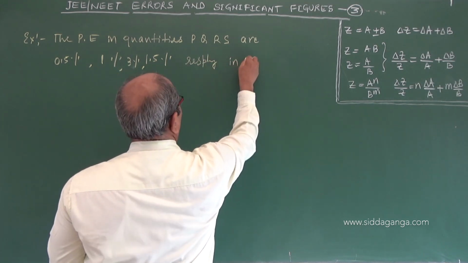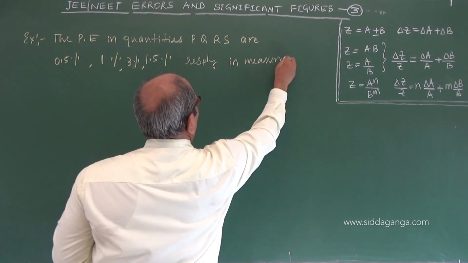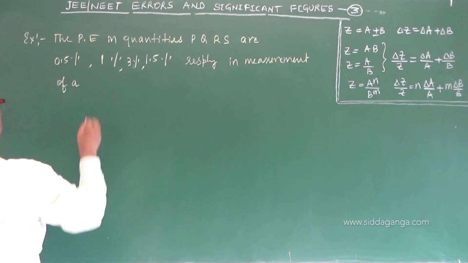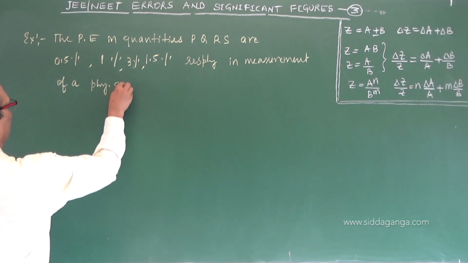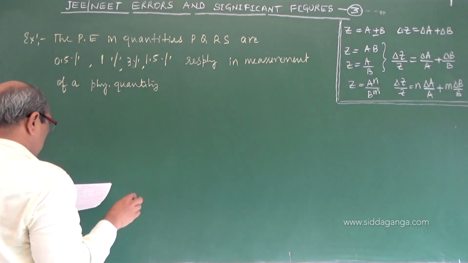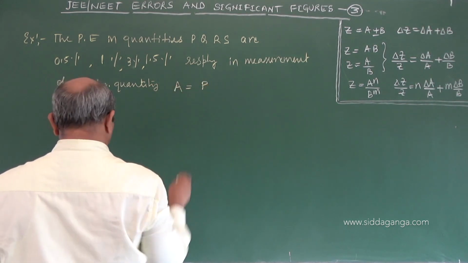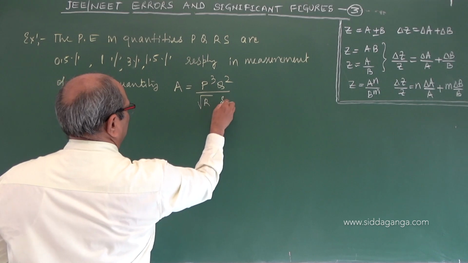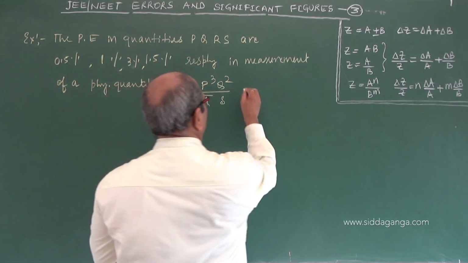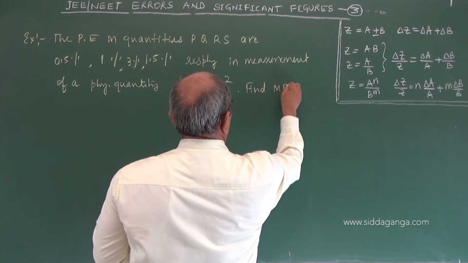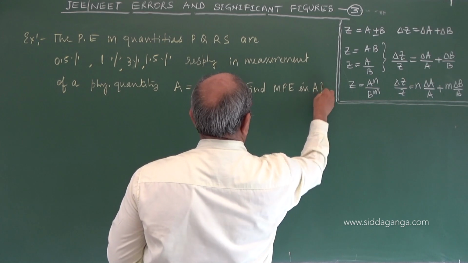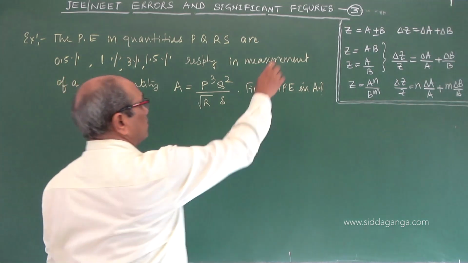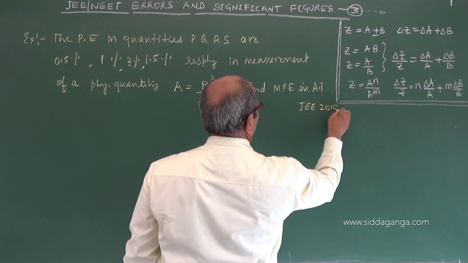in measurement of a physical quantity A equal to P cube Q square divided by root R into S. Find the maximum possible error in measuring A. This question appeared in JEE 2018 April.